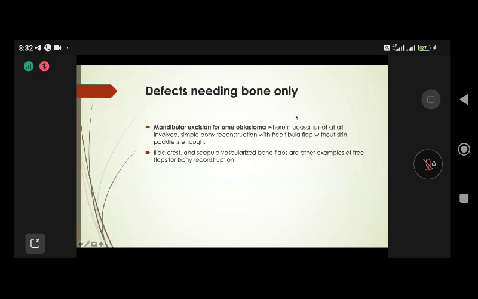A defect needing bone only. Mandibular excision for ameloblastoma, where mucosa is not at all involved. Simple bony reconstruction with free fibular flap without a skin paddle is enough. Iliac crest and scapula vascularized bone flaps are all other examples of free flaps for bony reconstruction.